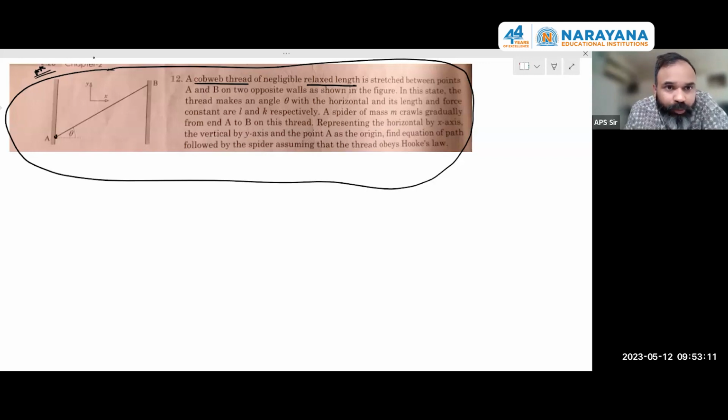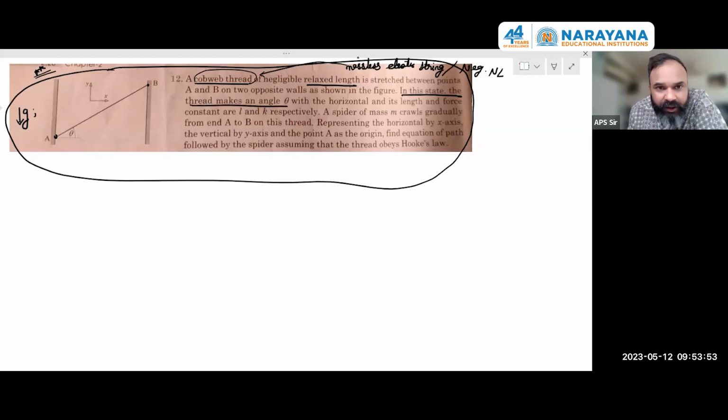It is stretched between 2 points, A and B, on opposite walls, and gravity is present, like g is present, right? We are in the vertical plane. And he has taken a massless cobweb. It is not having any mass. So it is a massless stretchable string. And if you look into this cobweb thread, basically it is talking about a massless spring or a massless stretchable elastic string having a negligible natural length, right? So theta is given, this is given, and everything is fine. Now he says, in this state, the thread makes an angle of theta with the horizontal.